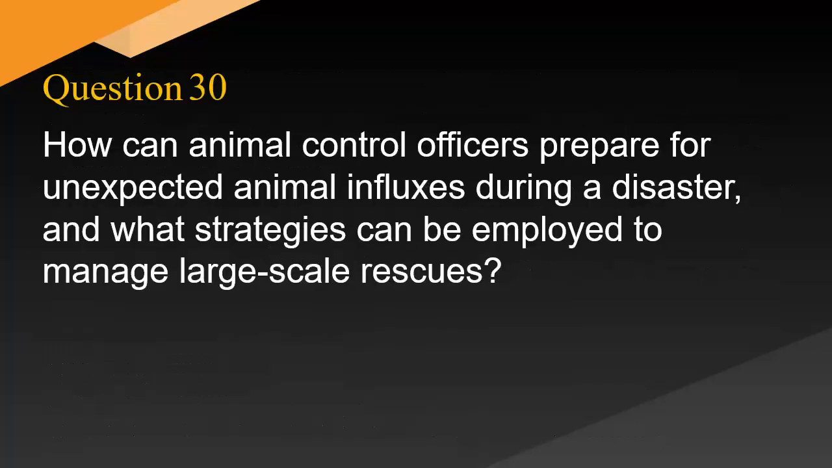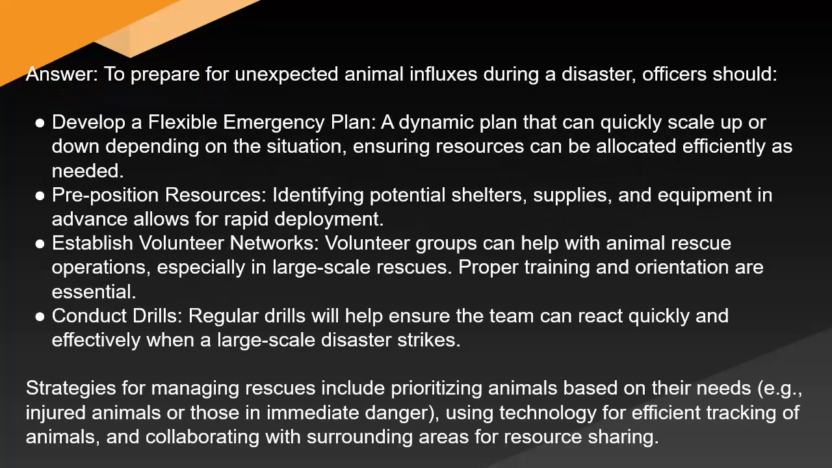How can animal control officers prepare for unexpected animal influxes during a disaster, and what strategies can be employed to manage large-scale rescues? Answer: to prepare for unexpected animal influxes during a disaster, officers should develop a flexible emergency plan, a dynamic plan that can quickly scale up or down depending on the situation, ensuring resources can be allocated efficiently as needed. Pre-position resources: identifying potential shelters, supplies, and equipment in advance allows for rapid deployment.